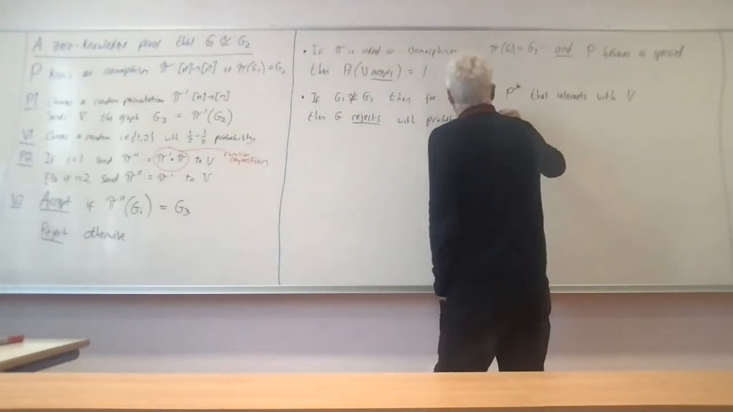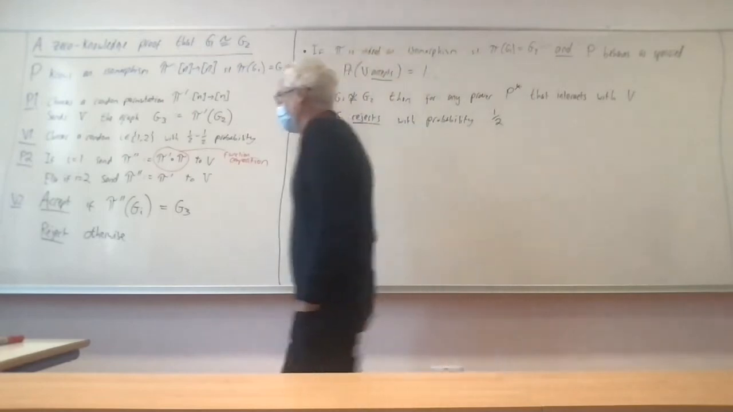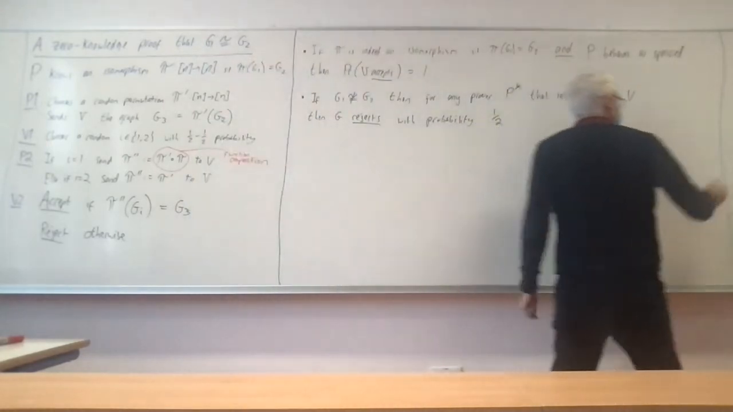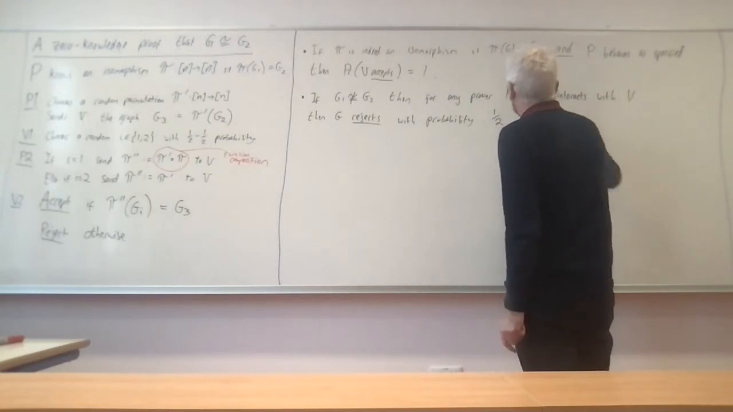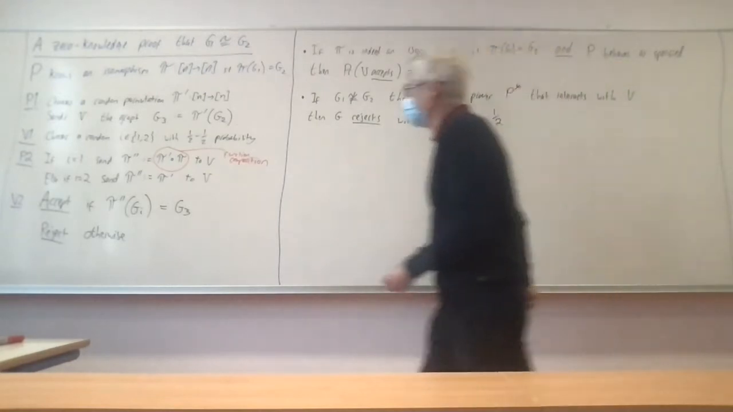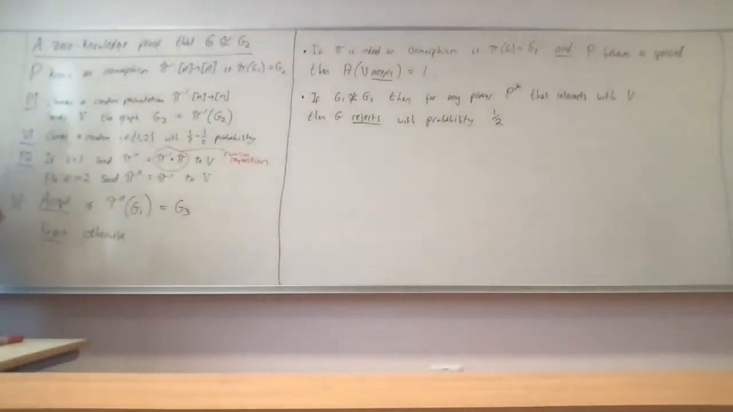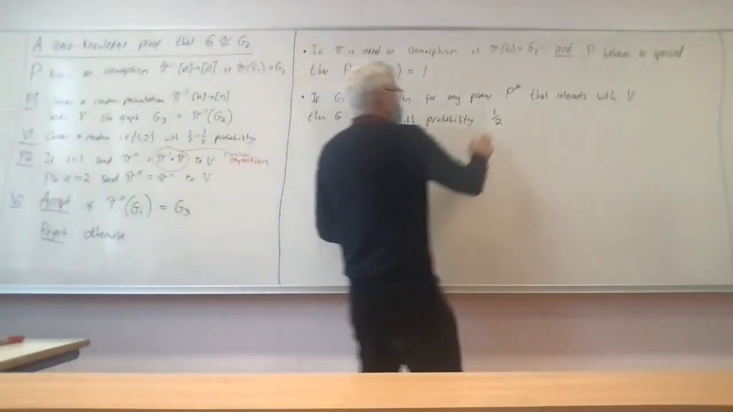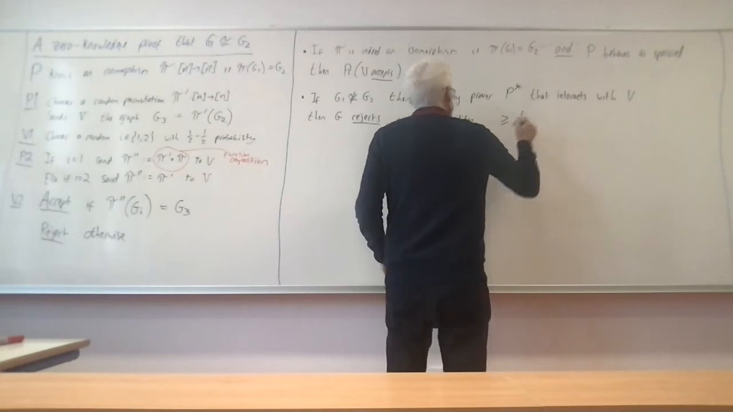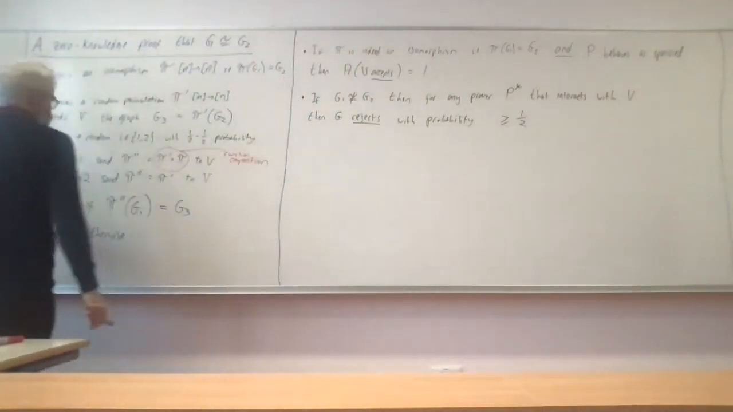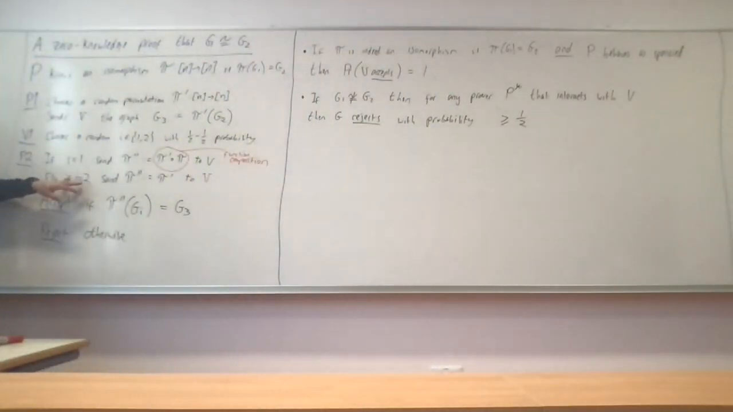And in this case, the probability is greater than or equal to a half. I guess it's exactly a half, because if they're not isomorphic, then no, the probability is greater than or equal to a half. Because the prover might just be sending some rubbish here.